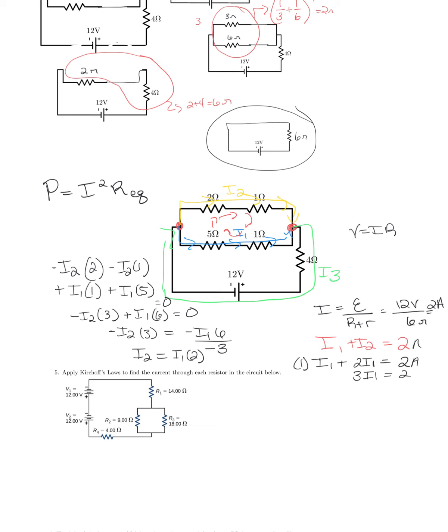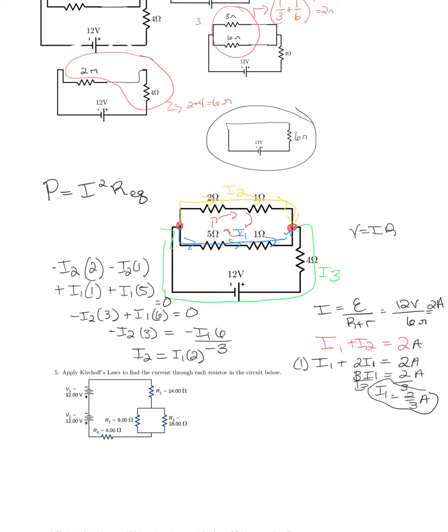Well, this should just be amps. And then we divide by 3 on both sides, and we get that I1 is equal to 2/3 amps. So this is the current that is flowing through this 5 ohm resistor.